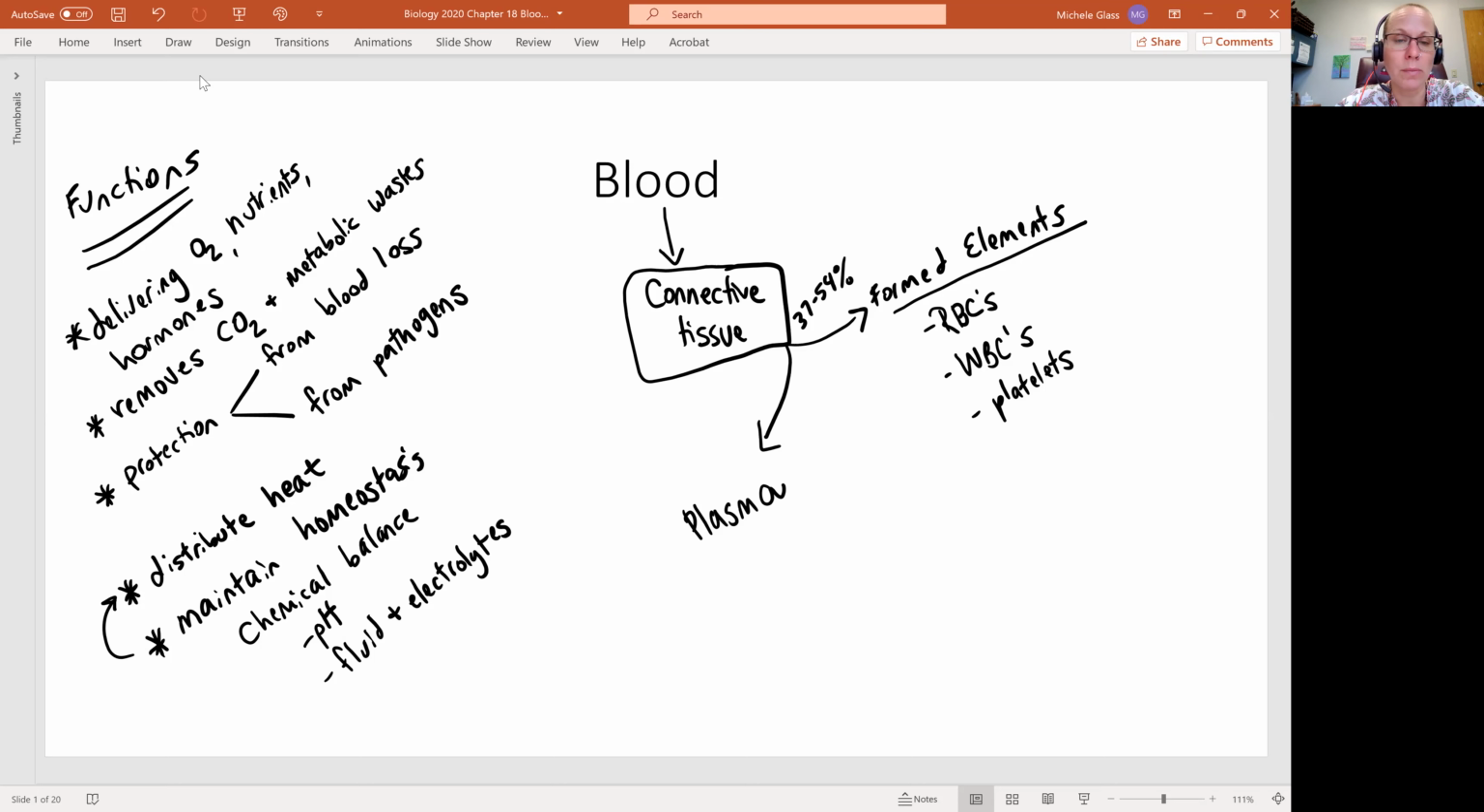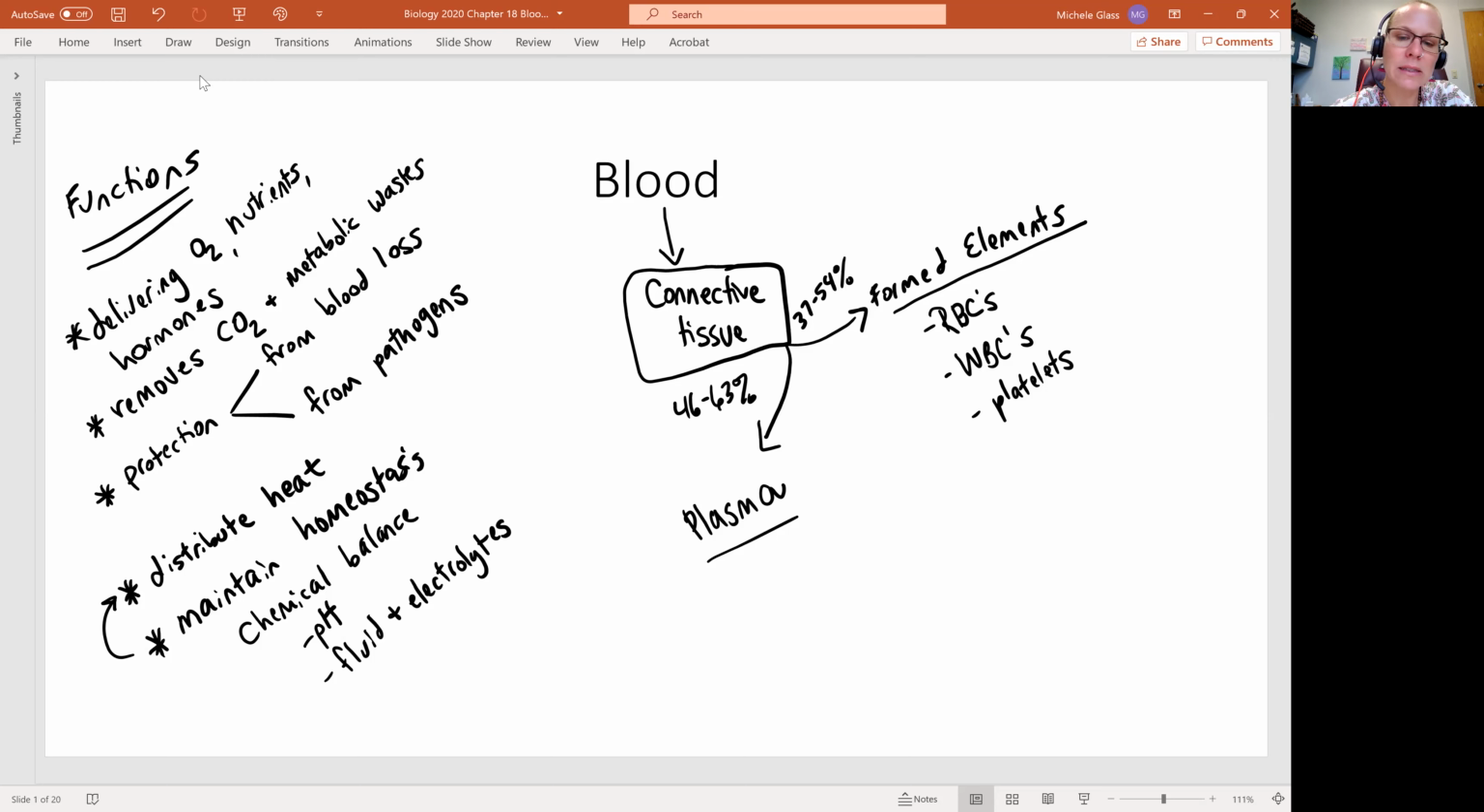So the formed elements are composing about 37 to 54% of the whole blood. And here, I don't actually want to memorize this range. What I want to memorize is the formed elements are a little less than half of the overall blood. So that means the plasma is making up 46 to 63%, or we can say the plasma is a little more than half of the whole blood.